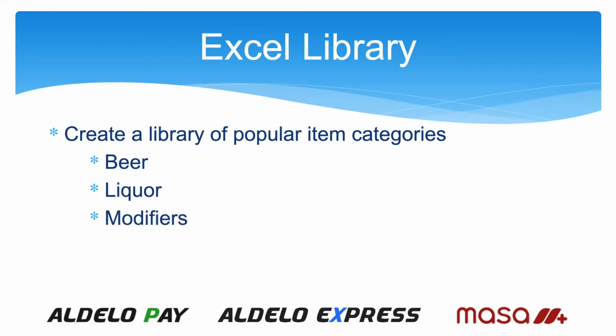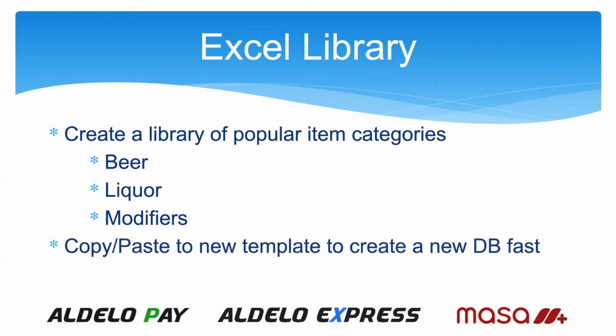And of course, modifiers. Every steakhouse has their temperatures, and every burger place has their modifiers. It's the same ones over and over again. So why not have a modifier Excel spreadsheet that can then be copy-pasted into the new store? All these things really make it a lot faster to create a new store.